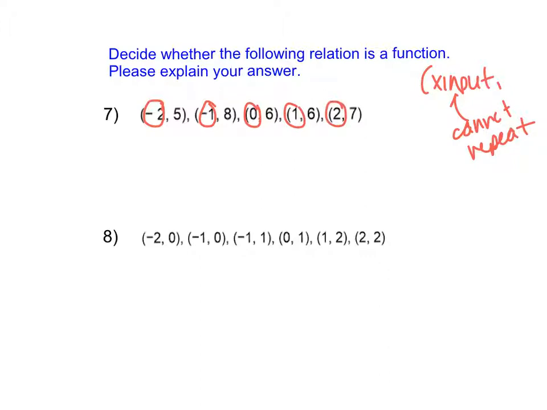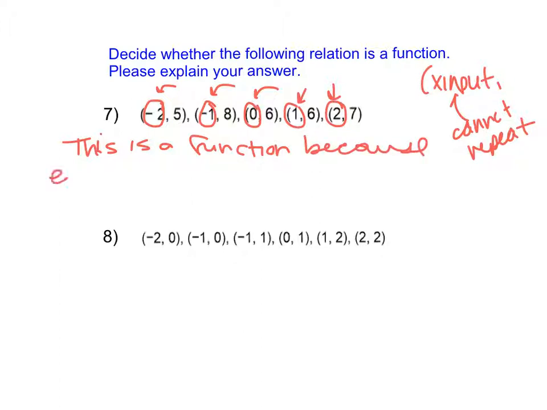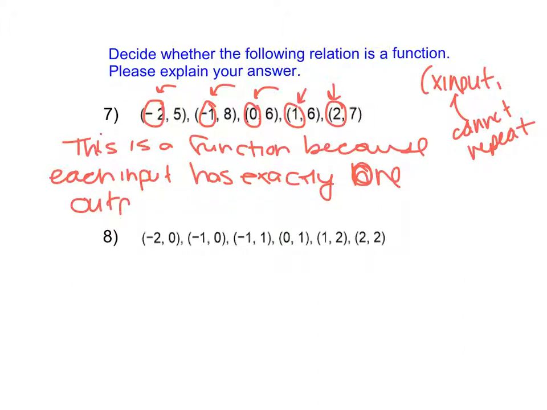So what I'm noticing here is that each input appears once. -2 has 1 location it goes to, as does -1, 0, 1, and 2. And as a result, this is a function because each input has exactly 1 output. Remember, outputs can repeat. Inputs are what cannot repeat.